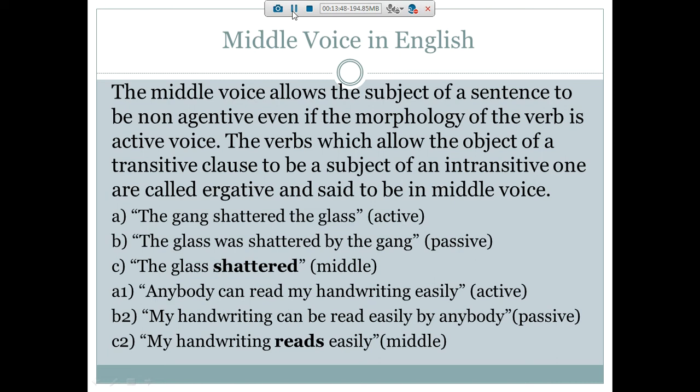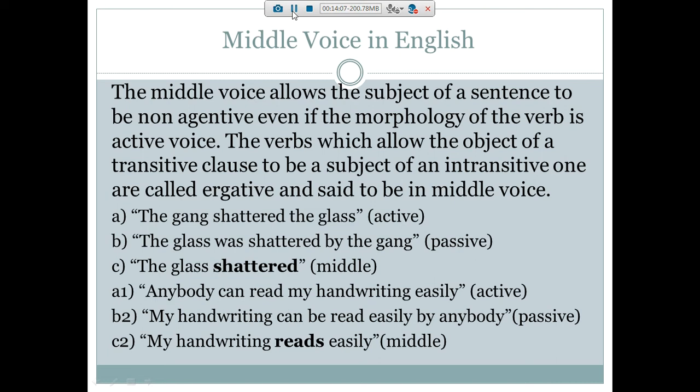We can see there's a different morphology because, for example, of the complement agent, and the use of the auxiliary verb to be. The glass was shattered by the gang. There's a different morphology. This is different from the gang shattered the glass.